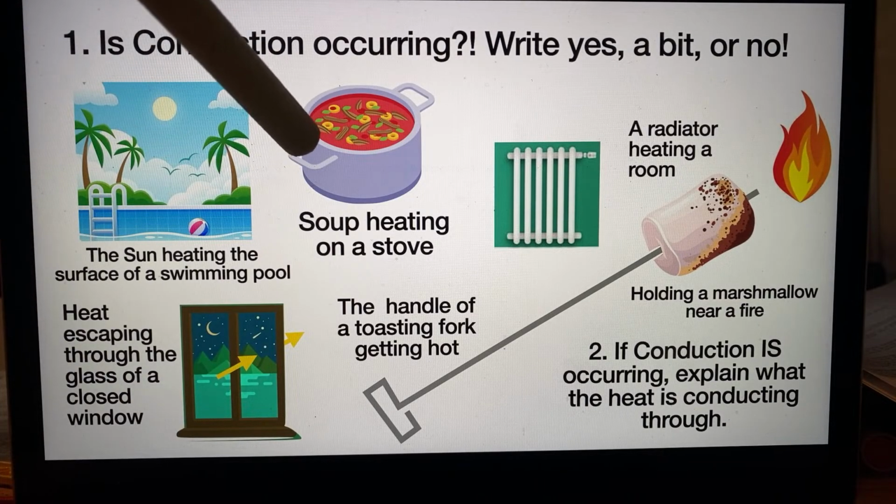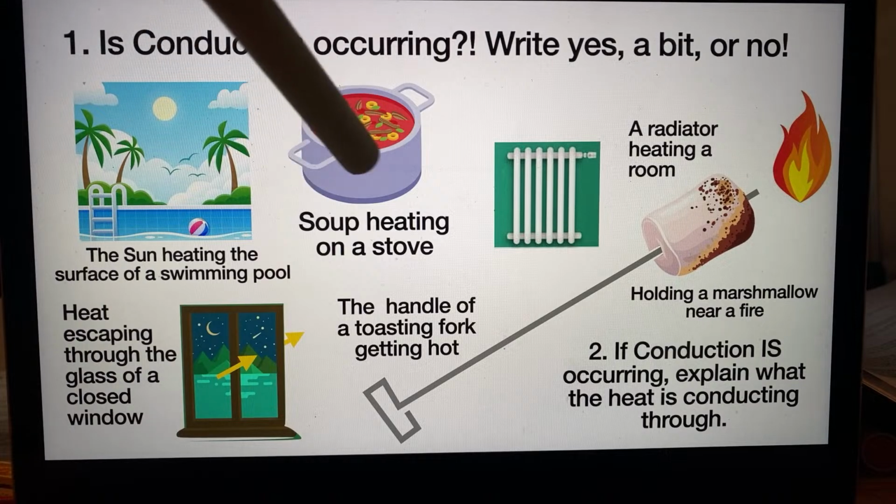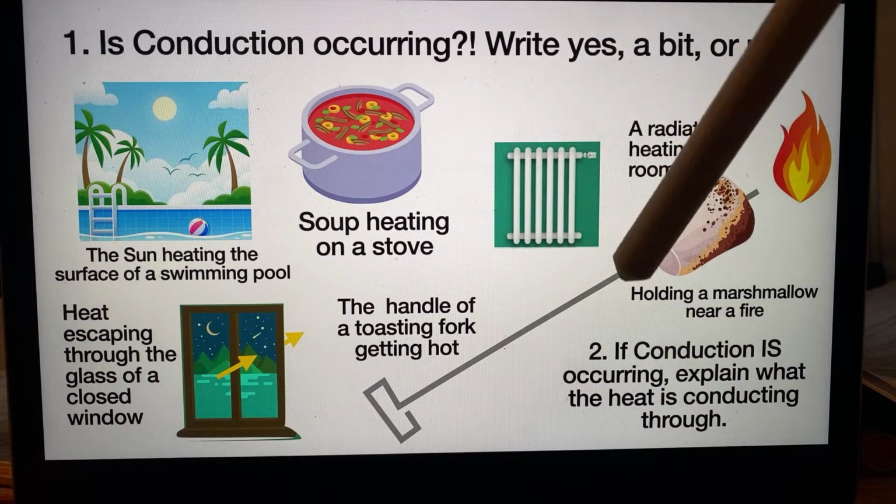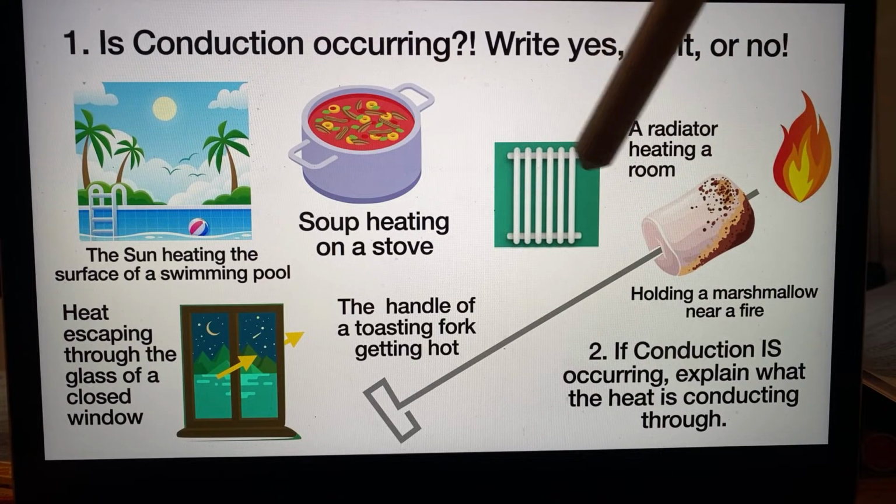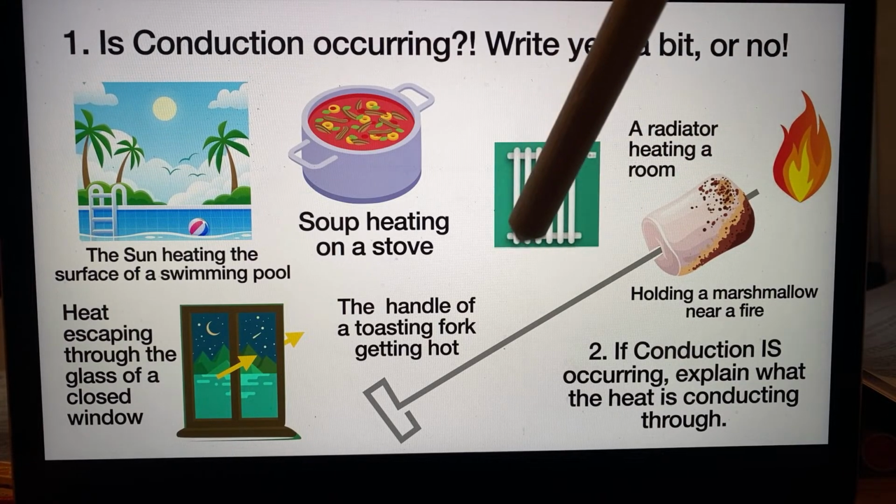Soup heating on a stove. We've got a metal pan here with some soup in it and it's on the stove. Is that conduction occurring? Yes, no, a bit. A radiator heating a room. Yes, no, a bit. If you don't know how radiators work, they've got very hot water inside them.